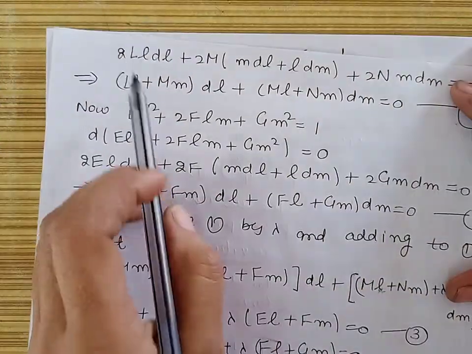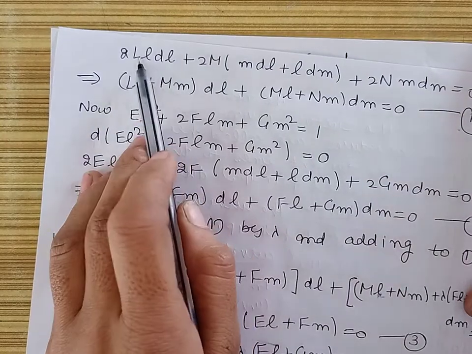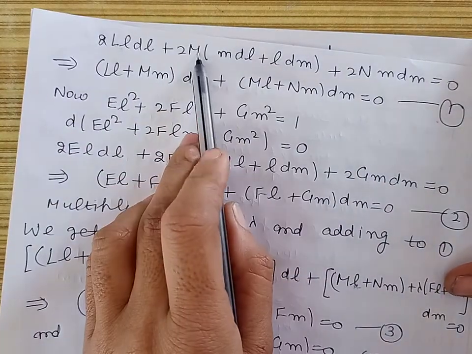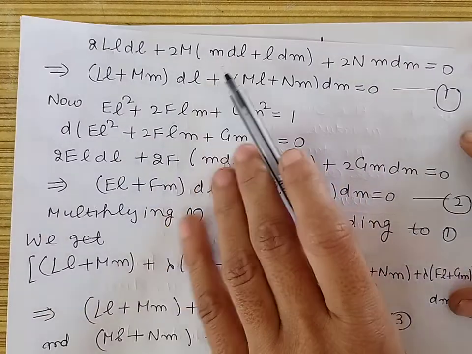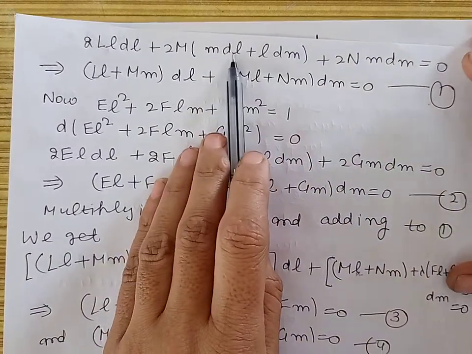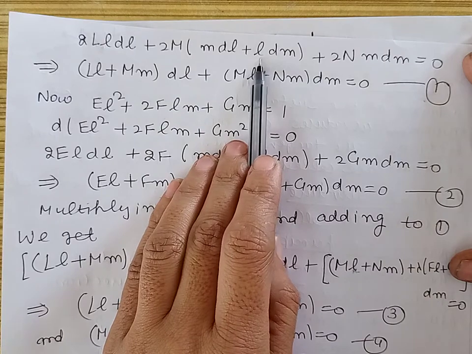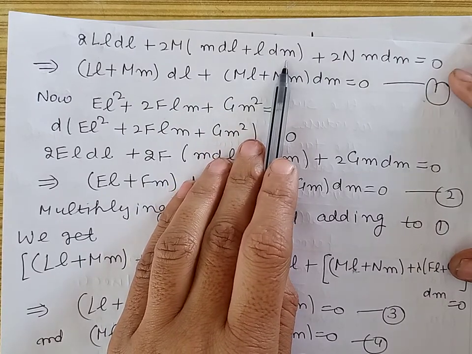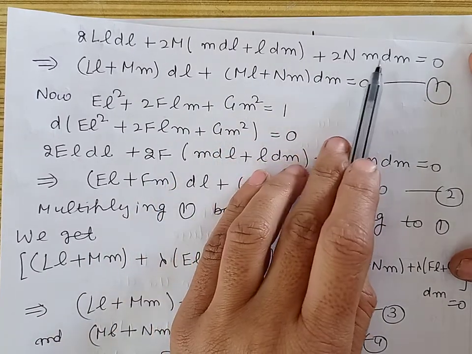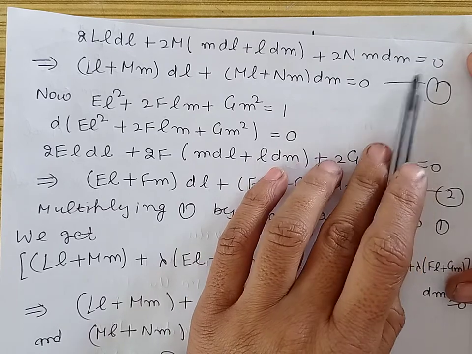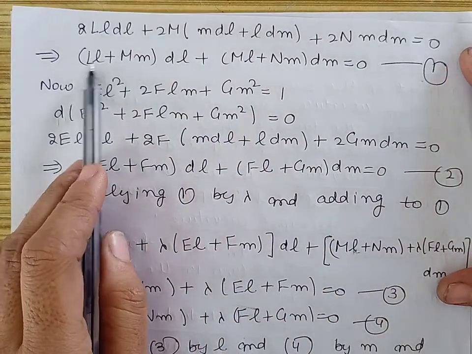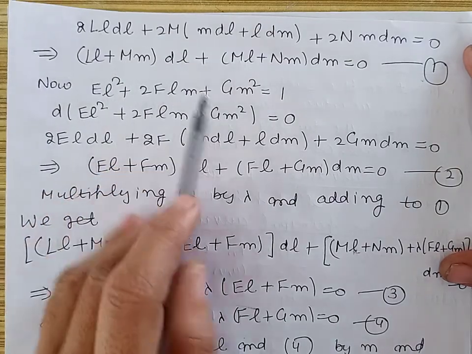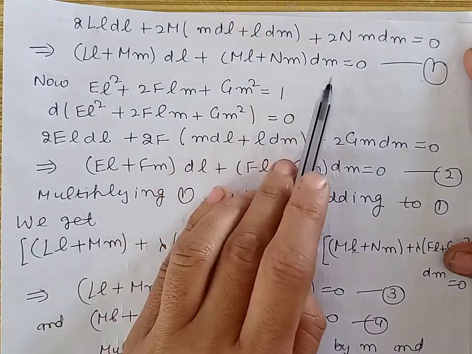So differentiating the value of kappa n and equating to 0, we get the derivative of l square as 2l dl, L remains as it is, m as it is, and using the product rule between the terms l and m, m as it is, differential coefficient of l is dl, plus l as it is, derivative of m is dm, plus 2n m dm is equal to 0. Dividing throughout by 2, we get the equation (Ll plus Mm) dl plus (Ml plus Nm) dm is equal to 0.